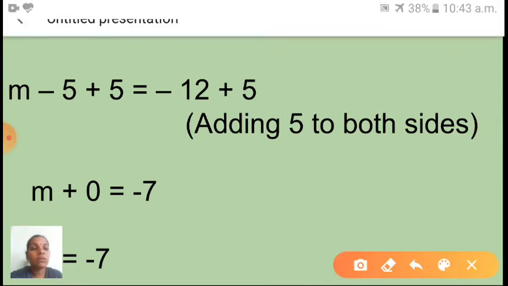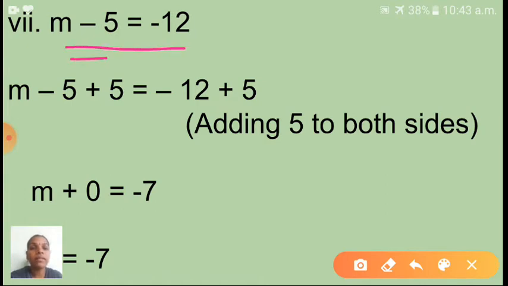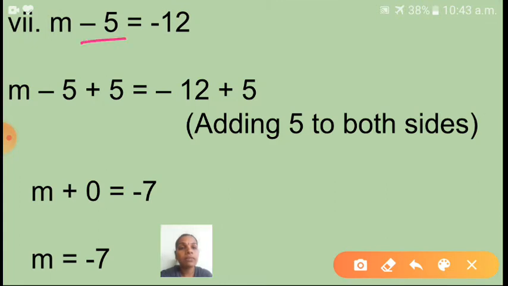And the seventh one is this question: m minus 5 is equal to minus 12. Here which value we have to find? Very good, m value we have to find. See here, minus 5, so on both sides we have to add 5. On both sides we have to add what? 5.